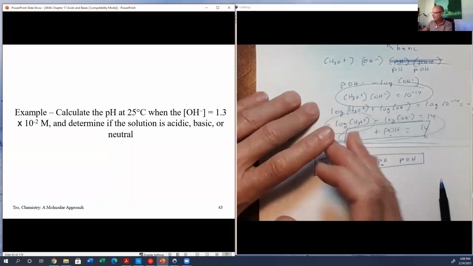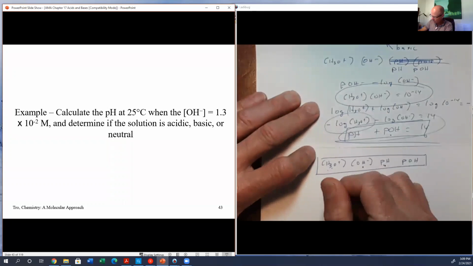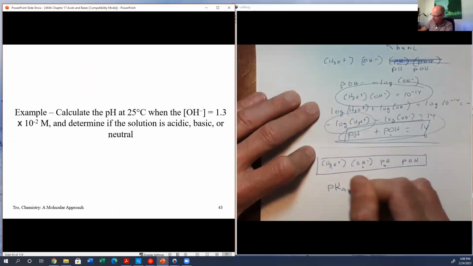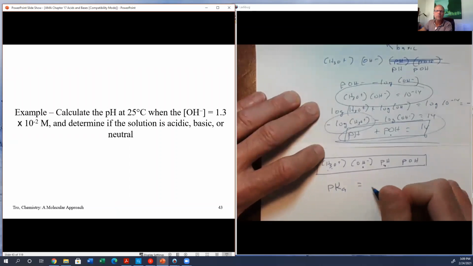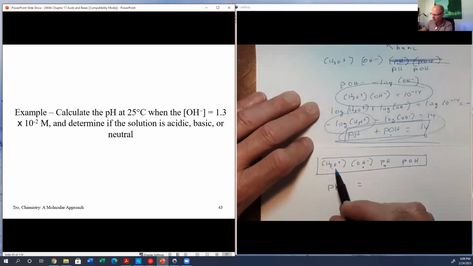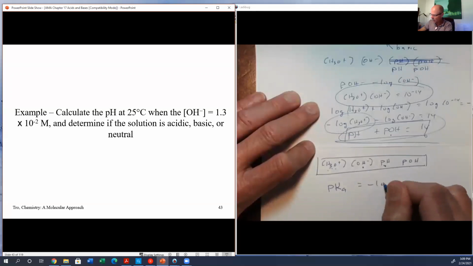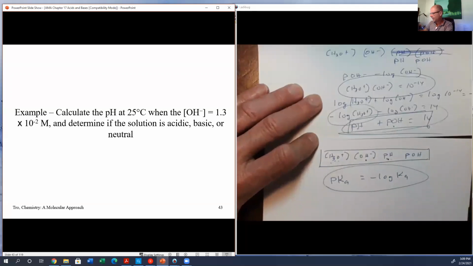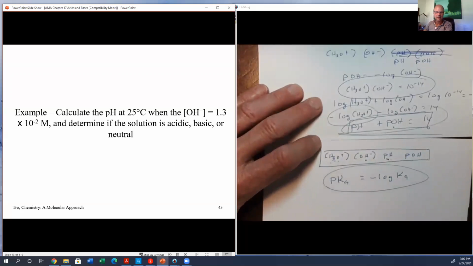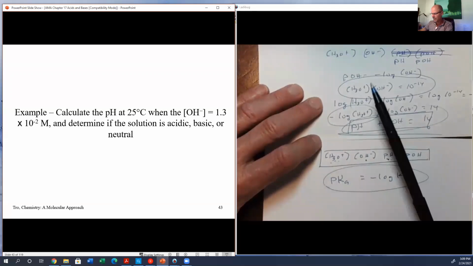As long as we're defining p scales, let me also define pKa because you'll see that as well. If pH is minus log of H3O plus and pOH is minus log of OH minus, then pKa is minus the log of Ka. All right, so you'll see that as well. In acid-base chemistry, these p scales are very common, so you'll be seeing them. Those are the three main ones: pH, pOH, and pKa.